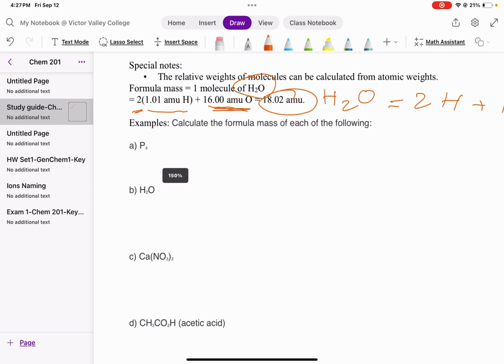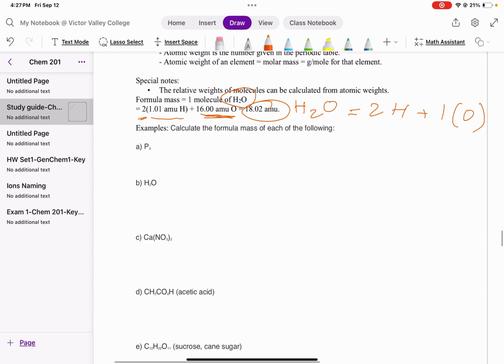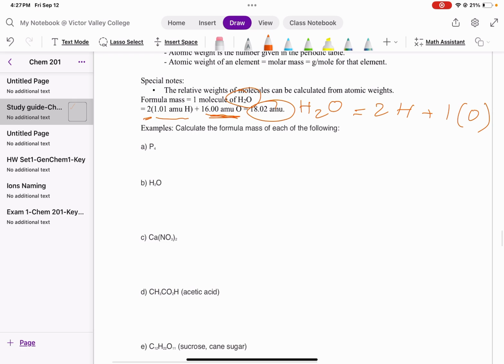If you do the same for P4, that's phosphorus, you look up P, it should be 30.97, you times 4, and it should be 123.88. Okay, that's another thing we should have with us all the time: a scientific calculator.